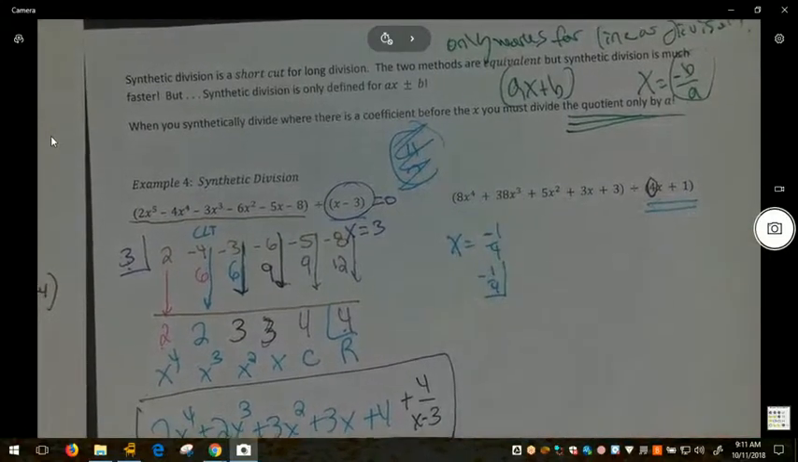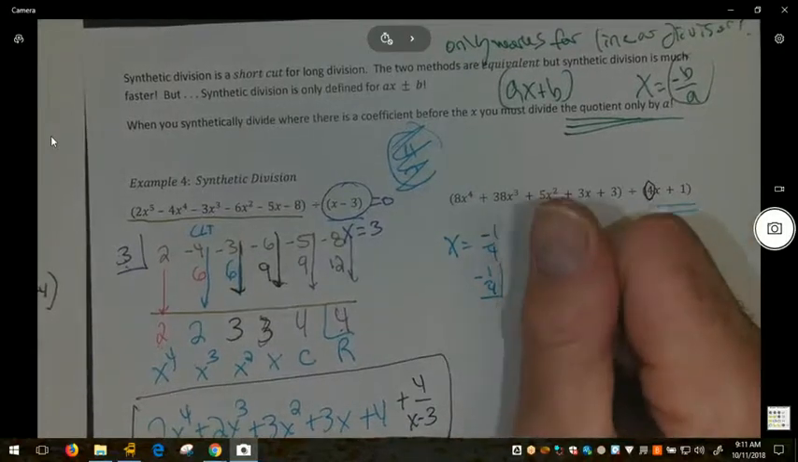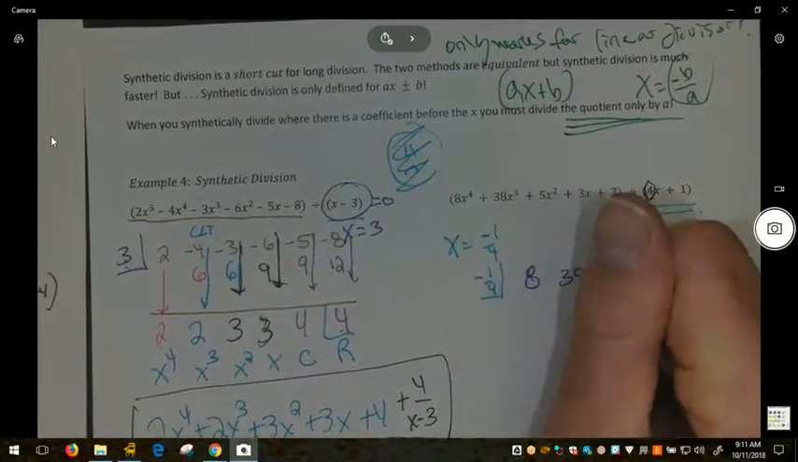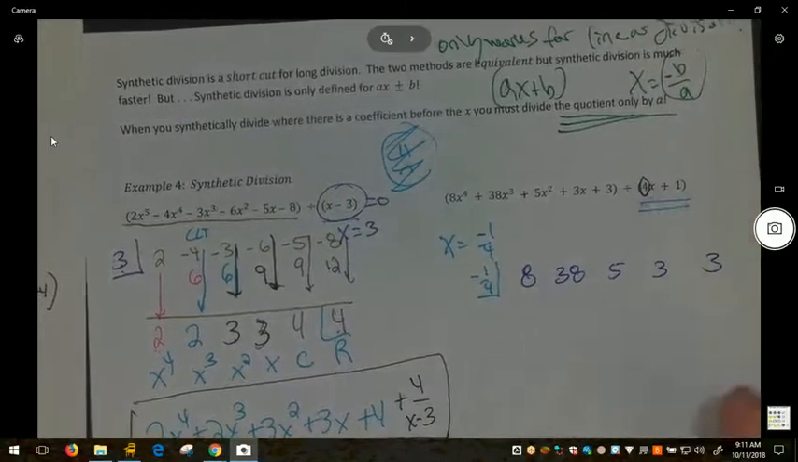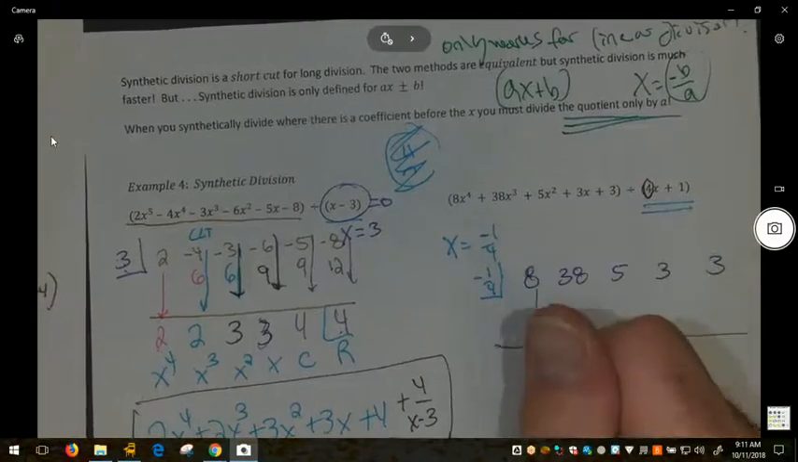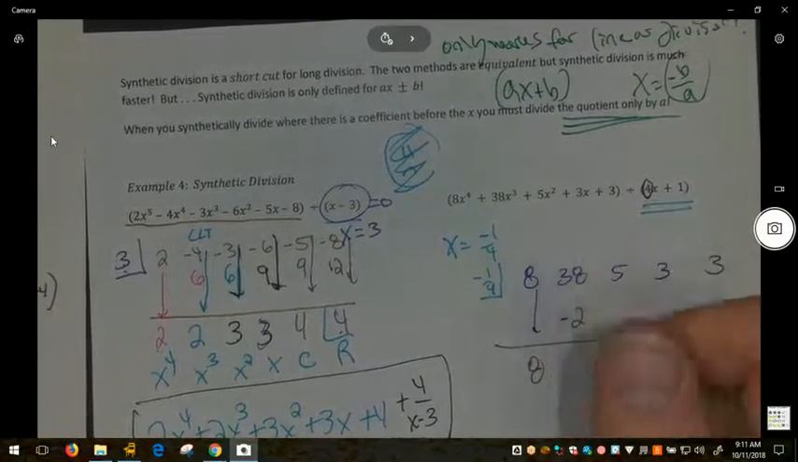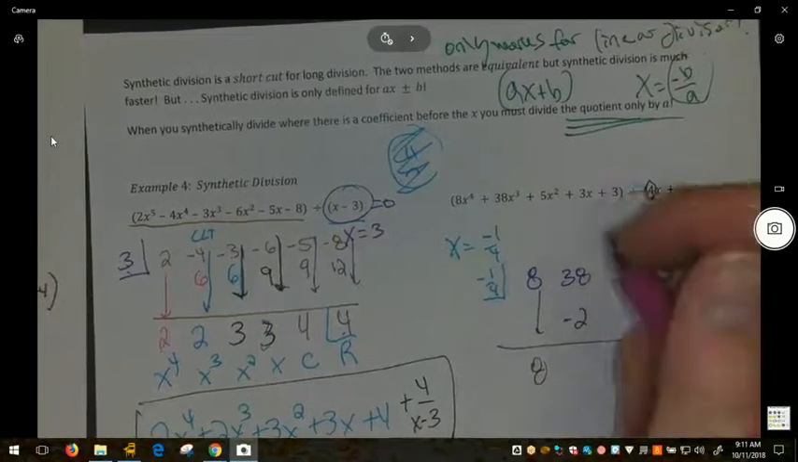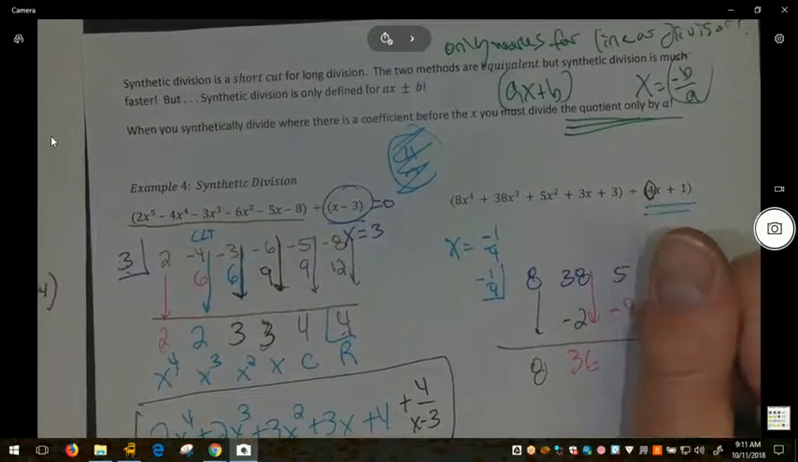Oh, that'll be fun to multiply by. I don't have any terms missing, so that's helpful. So I have 8, 38, 5, 3, and 3. I'm going to bring down the 8, multiply it by negative 1/4. It gives me negative 2. When I add that together, I get 36. Multiply it by negative 1/4, I get negative 9.